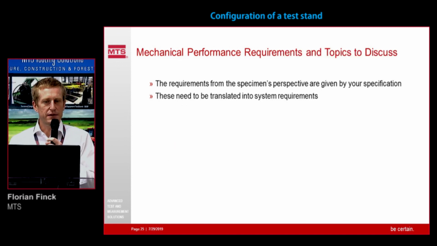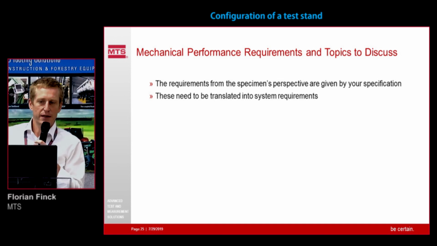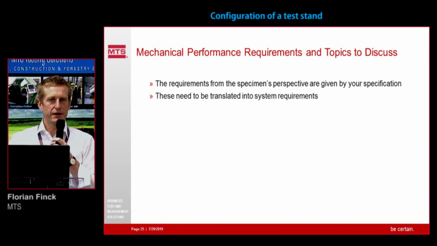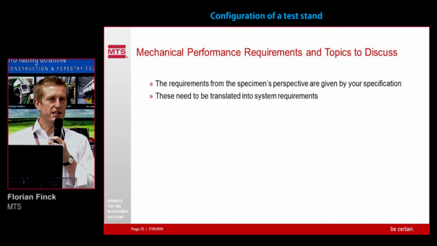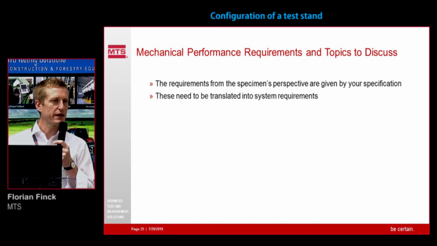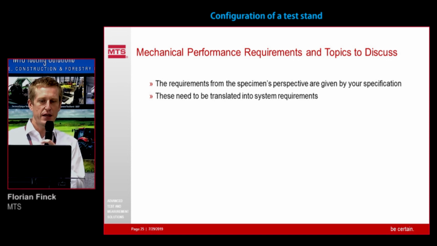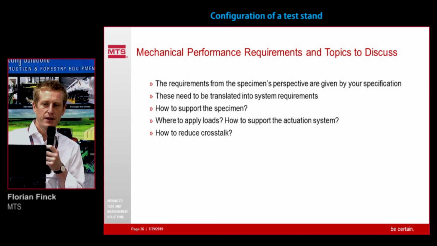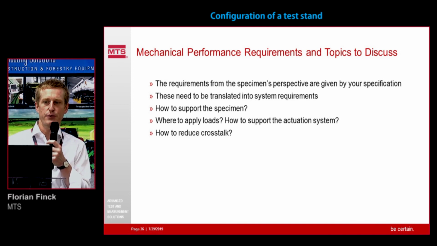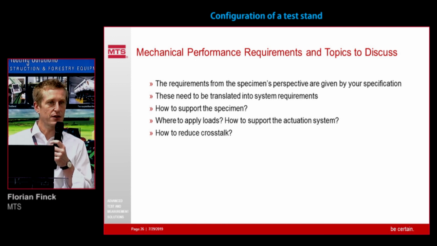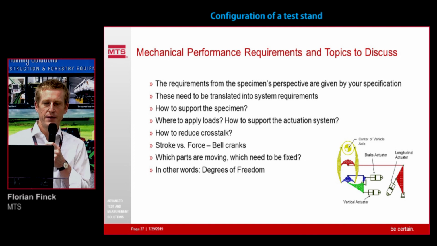The requirements that you will get from your customers very often are written in the specimen's perspective. So the specification talks about displacement and loads and moments to be introduced in the specimen. And when you're configuring a test system, you have to translate these into system requirements. So what kind of an actuator are you using? What is the oil flow? Things like that. So how do you support the specimen? Where do you apply loads? How to support the actuation system? How to reduce crosstalk in your system? How can you access the specimen?